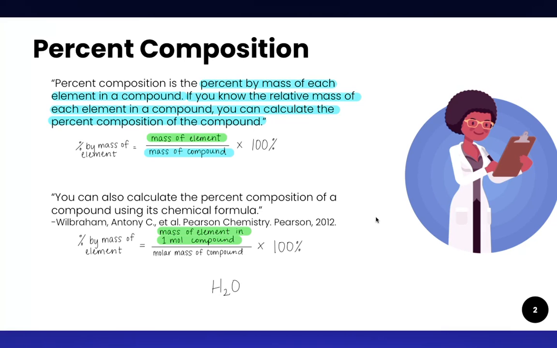And let's say we were calculating the percent composition of hydrogen. The mass of the element in 1 mole of compound would be 2, because the mass of hydrogen is 1 gram per mole and there are 2 hydrogens, so it would be 2. And then you would divide that by the molar mass of the entire compound. So in this example, the molar mass of the entire compound would be 2 plus 16, which is 18, and then you would multiply that by 100%.